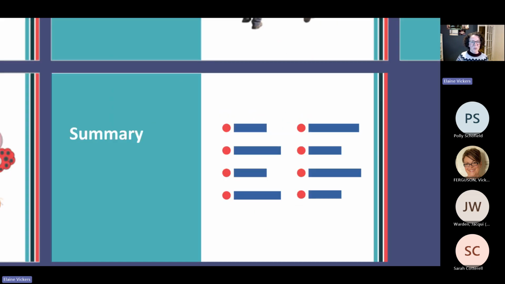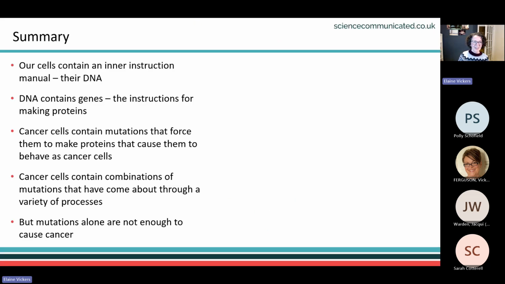So I'm going to summarize what I've covered in this session. I started off by saying that the DNA in our cells is a bit like an inner instruction manual for the cell. It's a library of information that the cell returns back to over and over again, because within that DNA are the instructions for making every protein the cell will ever need to make. And different cells, different types, they look different, they behave differently because each one is accessing a slightly different combination of genes and making a different combination of proteins.